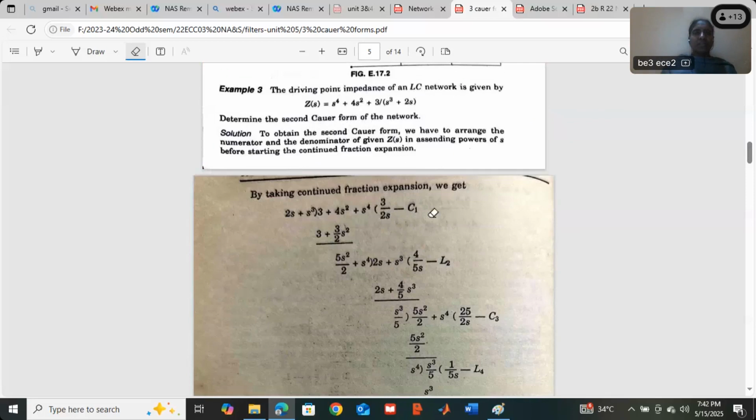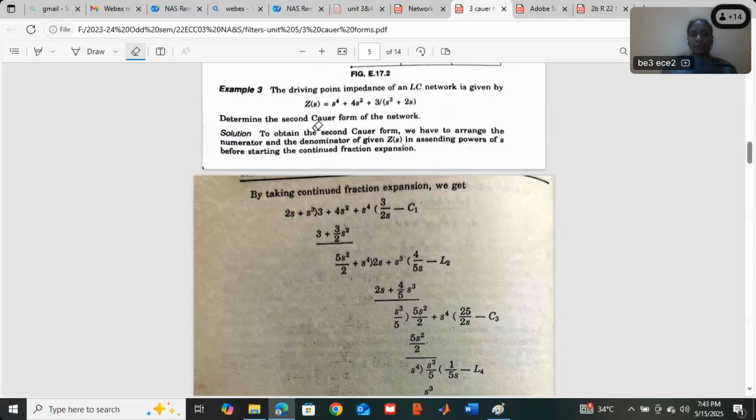As usual, when a transfer function is given, the numerator should be taken as the dividend and the denominator should be taken as the divisor. But in Cauer form 2, you have to write the numerator in reverse order. Reverse order means what? 3 will be the first term: 3 plus 4s square plus s power 4. The first term starts with the constant. In all Cauer forms, you start writing the dividend numerator from right to left and do the division process.